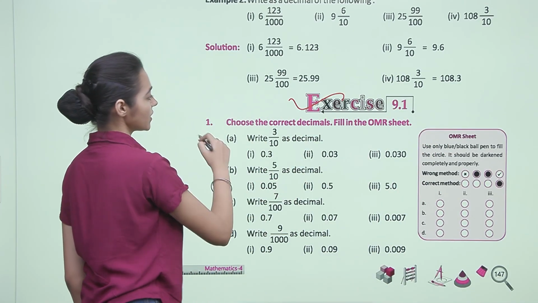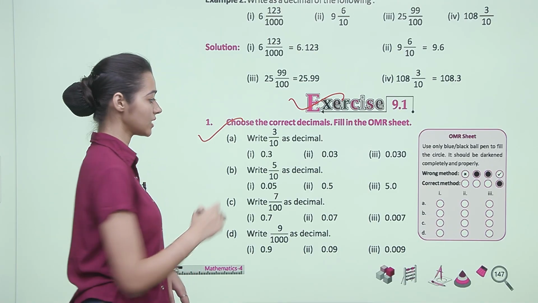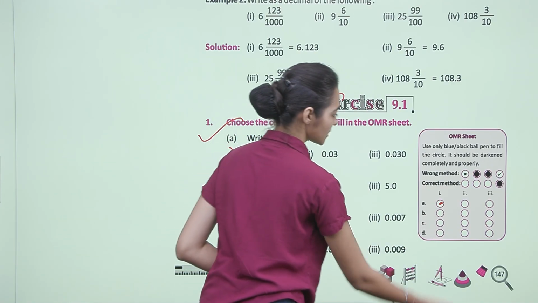Let's start with exercise 9.1. In the first one, we have to choose the correct decimal and fill it in the OMR sheet. Write 3 by 10 as a decimal, that is 0.3. The first one is the correct answer.